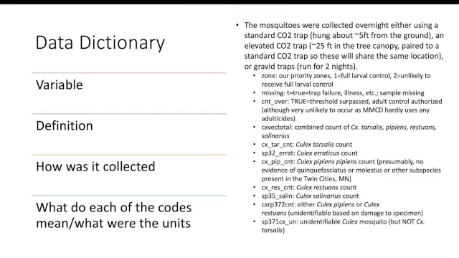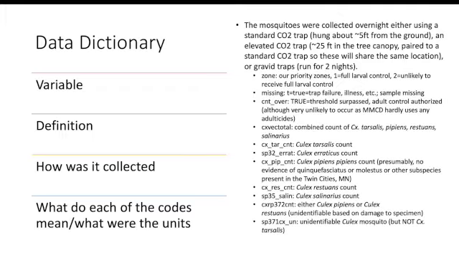Now, I mentioned Data Dictionary. A data dictionary is a file that describes your data sufficiently that you know what is in the data and that you can follow along with all of the data points, all of the columns, what the rows represent. So in a data dictionary, for each variable, you would have a definition, you would have a description of how it was collected, and you would have some sort of description of what each of the codes mean or what the units were, anything you need to know to understand what that variable is.